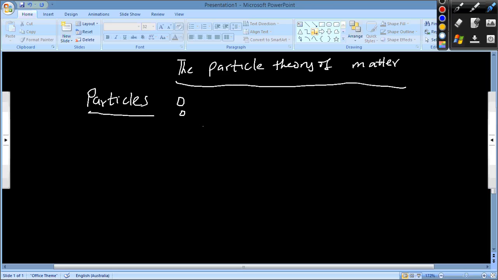Now, we need to know that a substance can exist as a solid, as a liquid, or as a gas. And these are the three states of matter. In the case of solid, take ice, for example. Ice is water in the solid state.